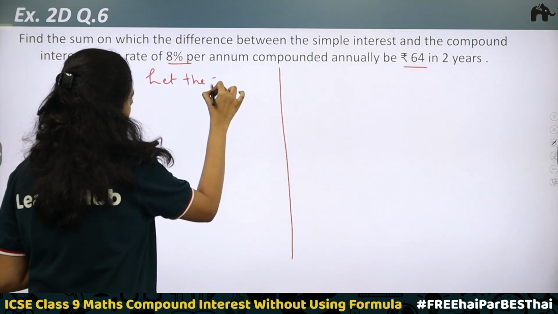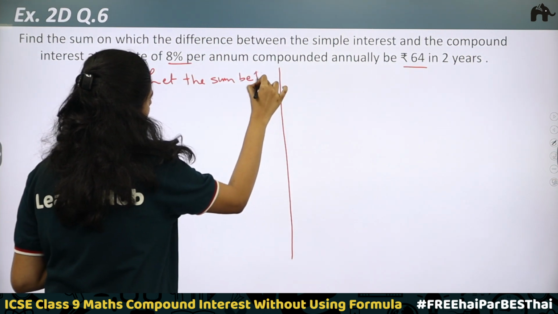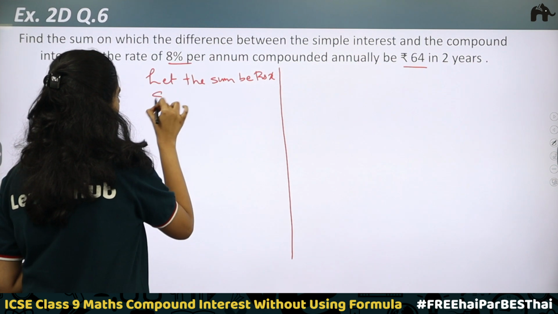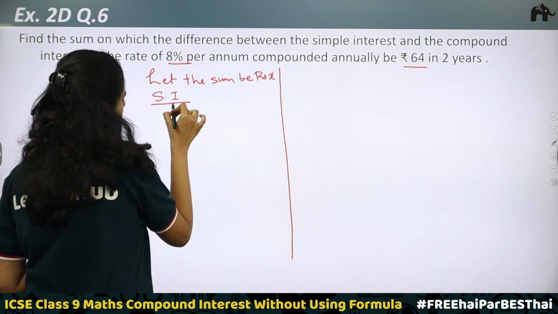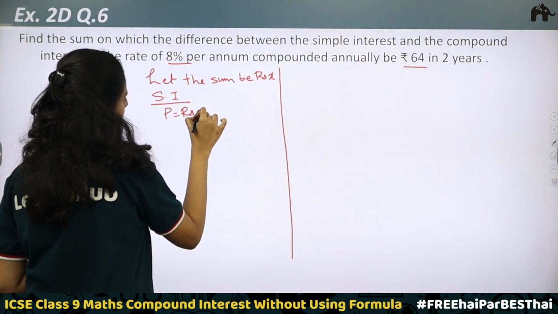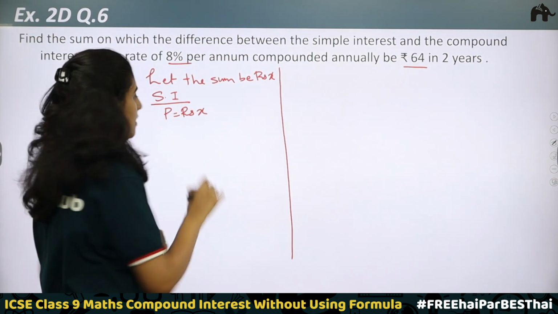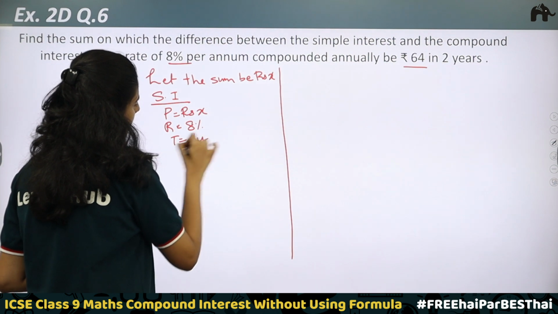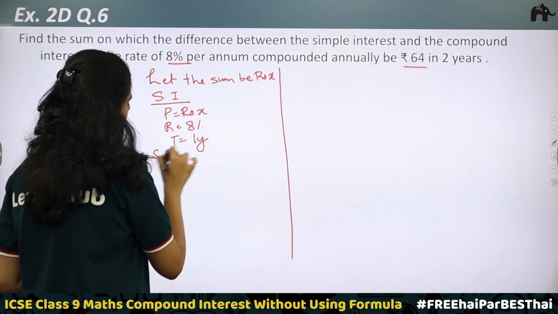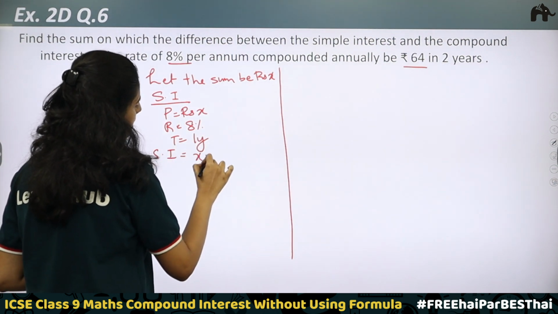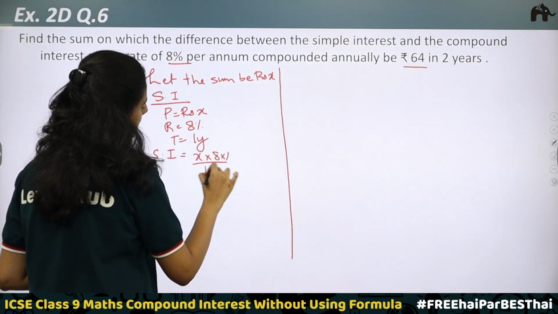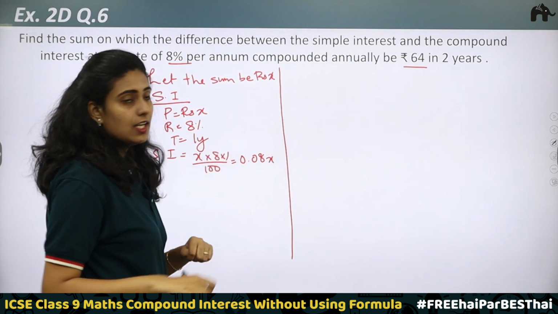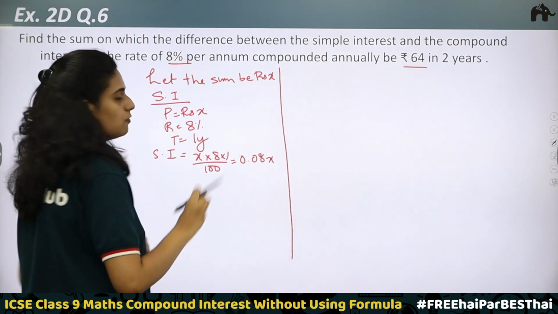Let the sum be rupees X. Okay. Now, first we will find the simple interest. Principal is rupees X. Rate of interest is 8%. Time is 1 year. Then the simple interest will be equal to X into 8 into 1 divided by 100, equal to 0.08X. Okay. So, this is the simple interest for first year.